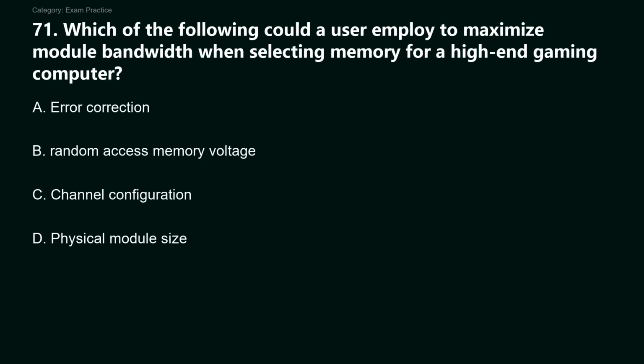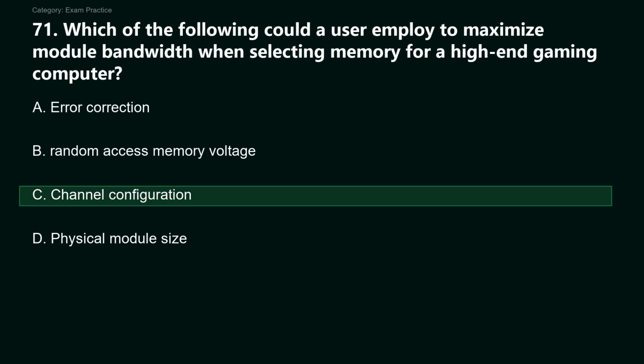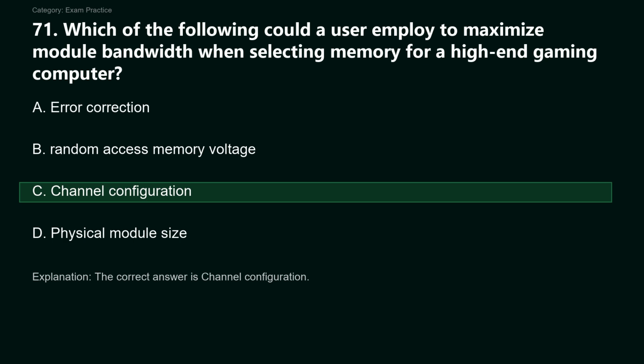Question 71. Which of the following could a user employ to maximize module bandwidth when selecting memory for a high-end gaming computer? Option A, error correction. Option B, random access memory voltage. Option C, channel configuration. Option D, physical module size. The correct answer is option C, channel configuration.